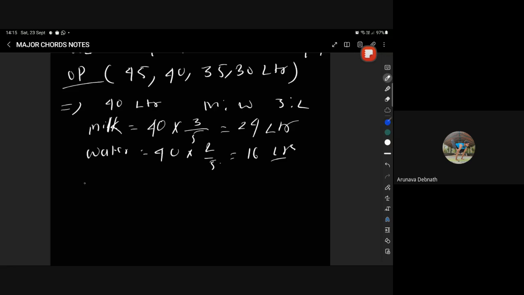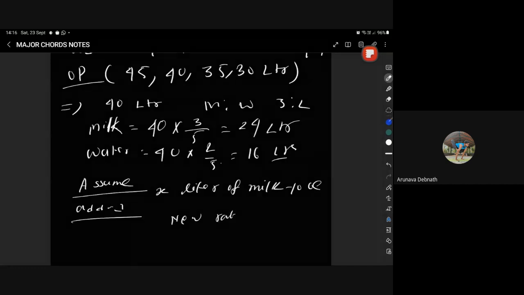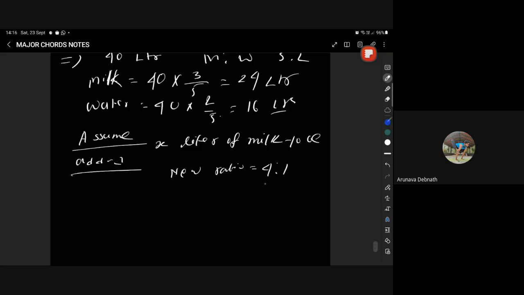Now assume that x liters of milk is to be added. If you add x liters of milk, then the new ratio will be 4:1. So this is milk, this is water. 24 was the milk, and you already have 16 of water.